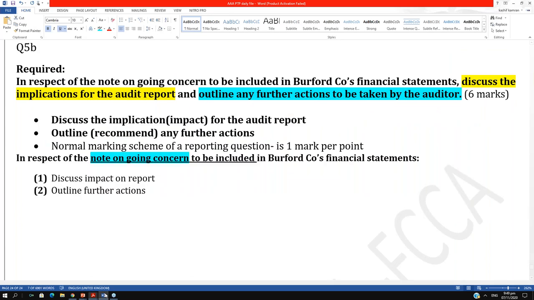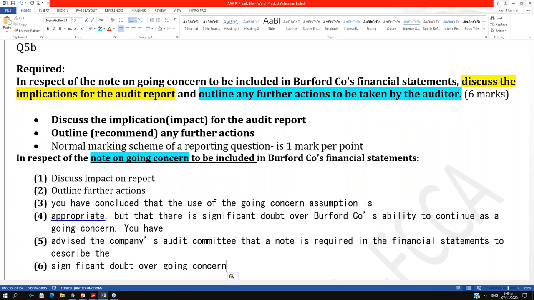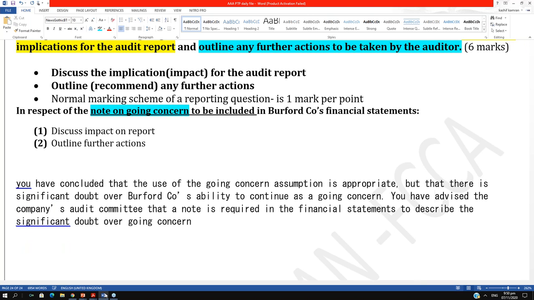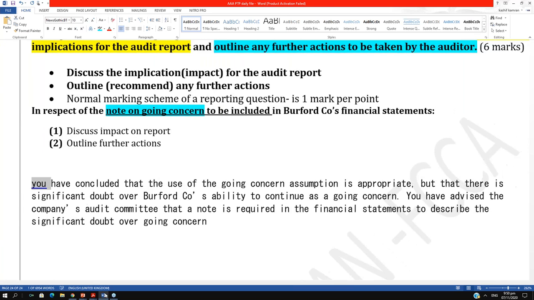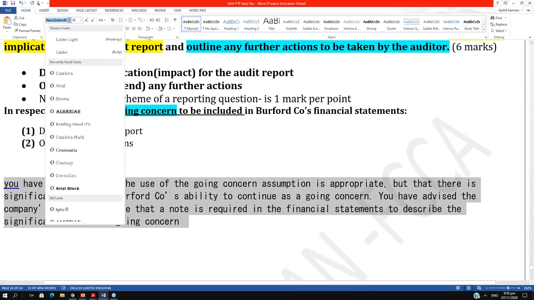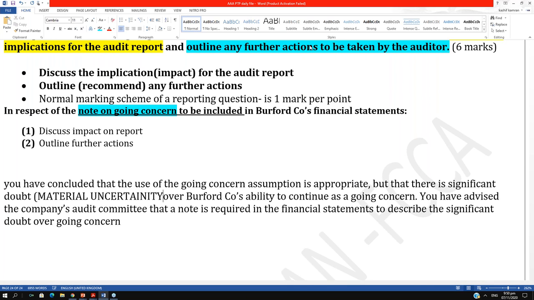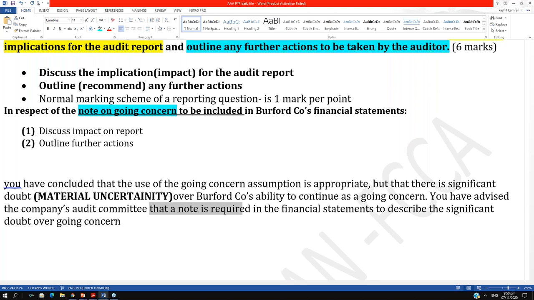The auditor is giving us a conclusion, which is very important for the sake of your knowledge: the company is a going concern. However, the company is facing some material uncertainties relating to going concern, and they have advised the audit committee to include a note. This is an old paper, so you have concluded that the use of the going concern assumption is appropriate, but there is a significant doubt. Significant doubt means material uncertainty, which is the new jargon since the September 16 exams. Material uncertainty over the Burford ability to continue as a going concern. You have advised the audit committee that a note is required in the financial statement.